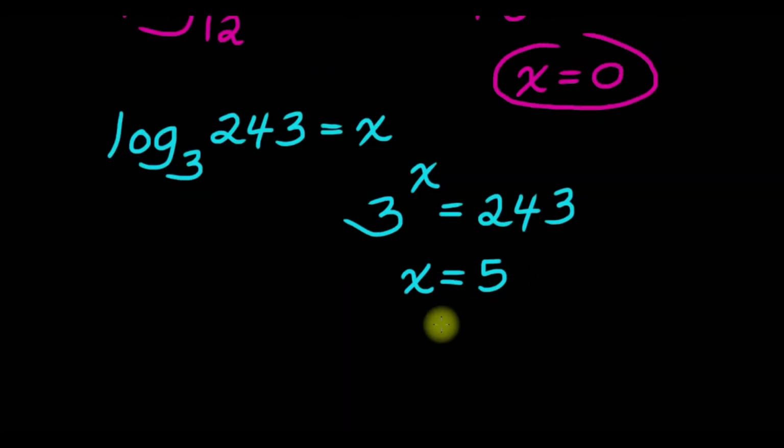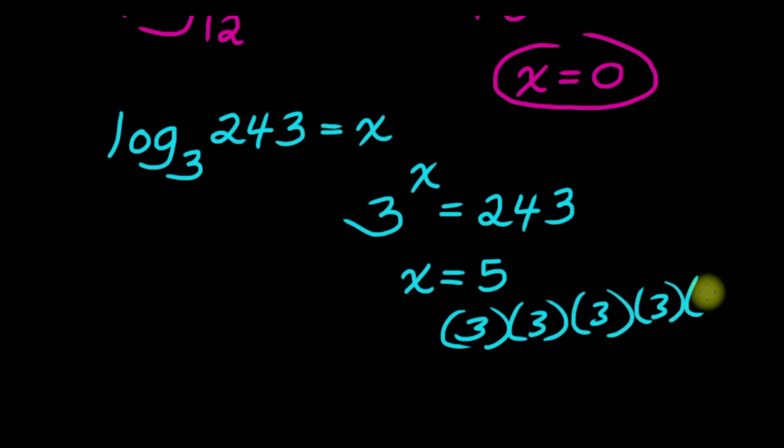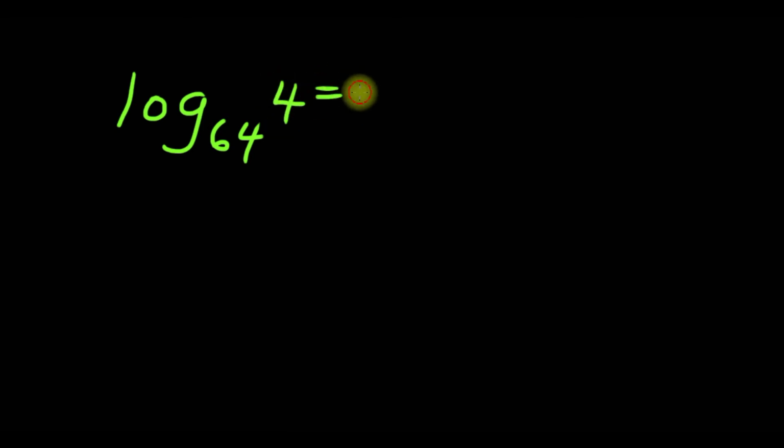Okay, so because 3 times 3 times 3 times 3 times 3, 5 times, is going to give you 243. Okay, so let's take a look at one more evaluating log. So here, log base 64 of 4. Okay, so we're going to evaluate this. So we're going to set it equal to x, and we're going to find out what x is.